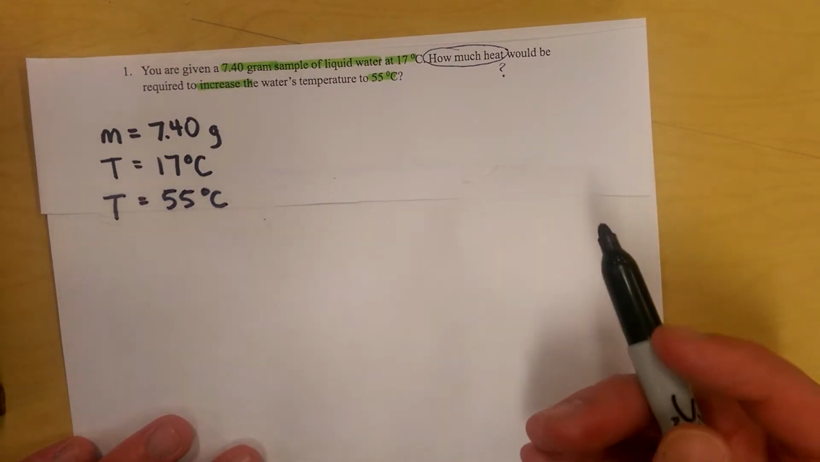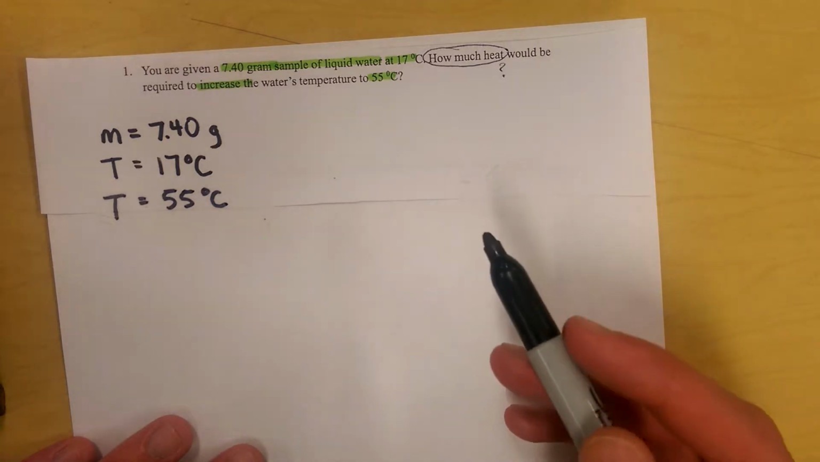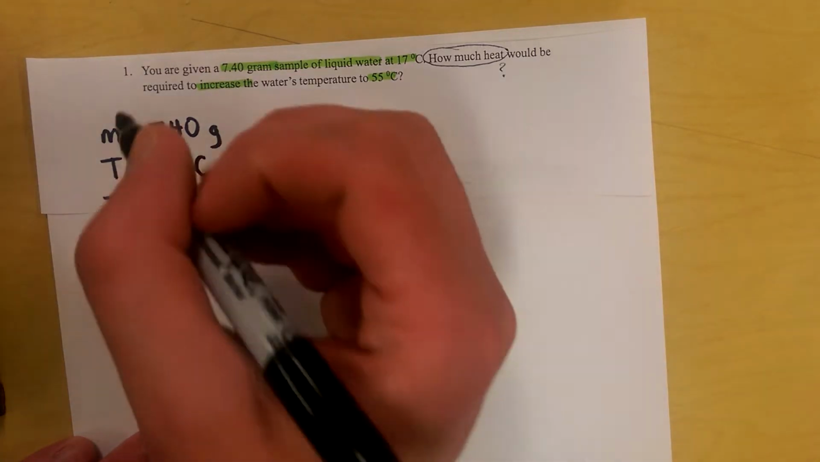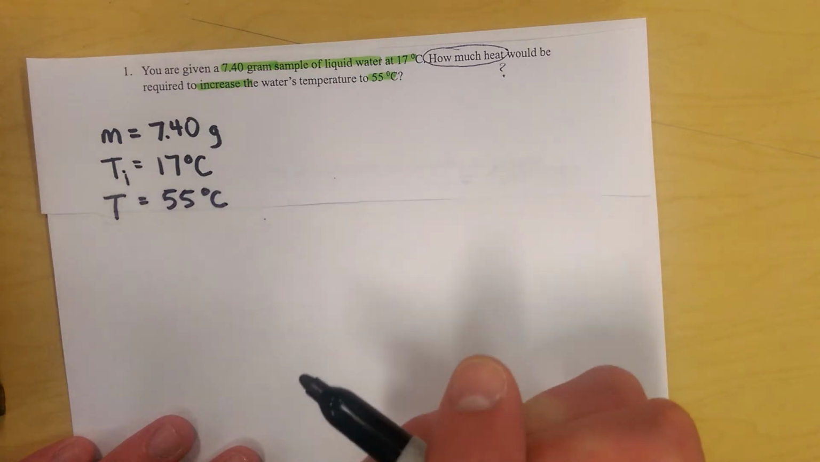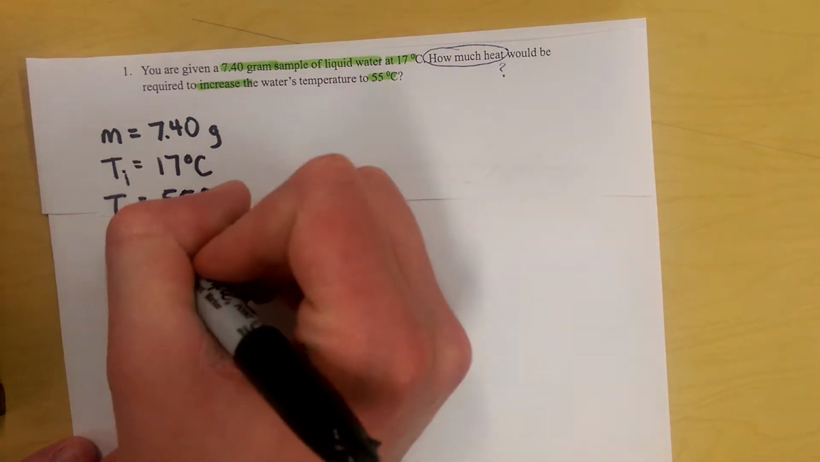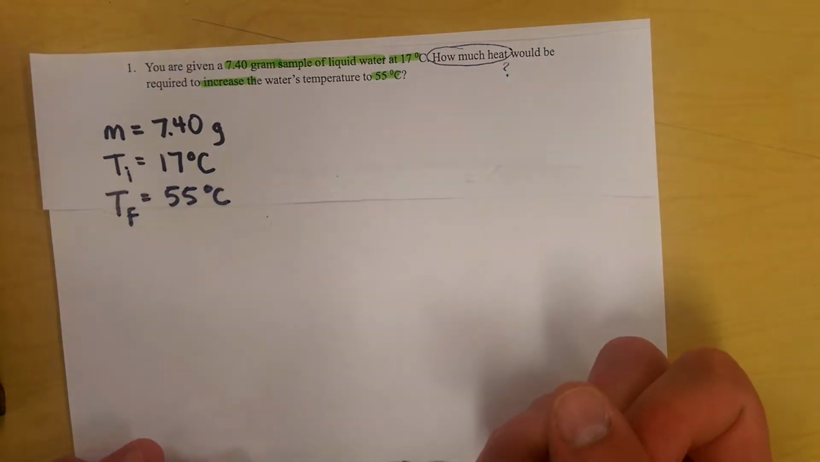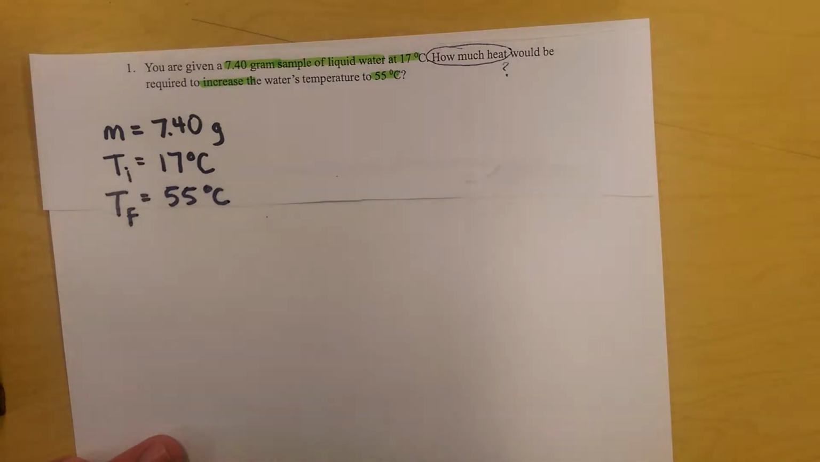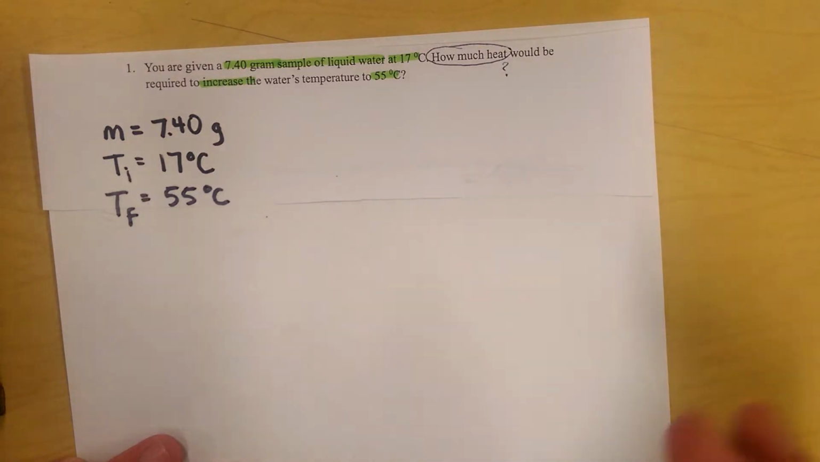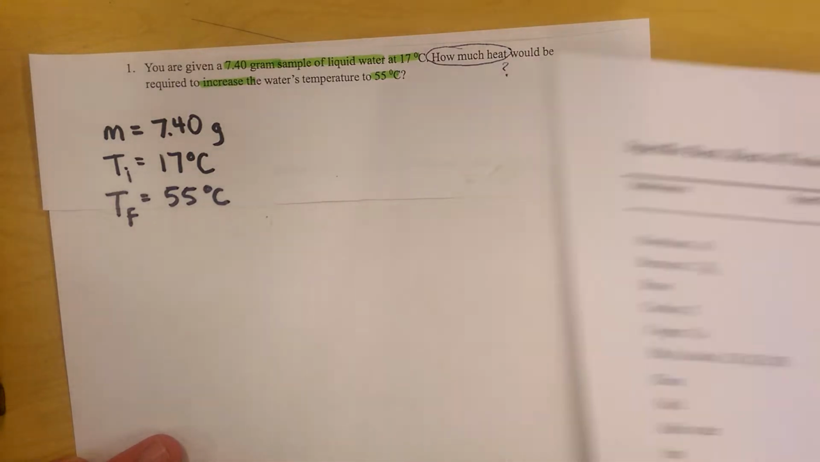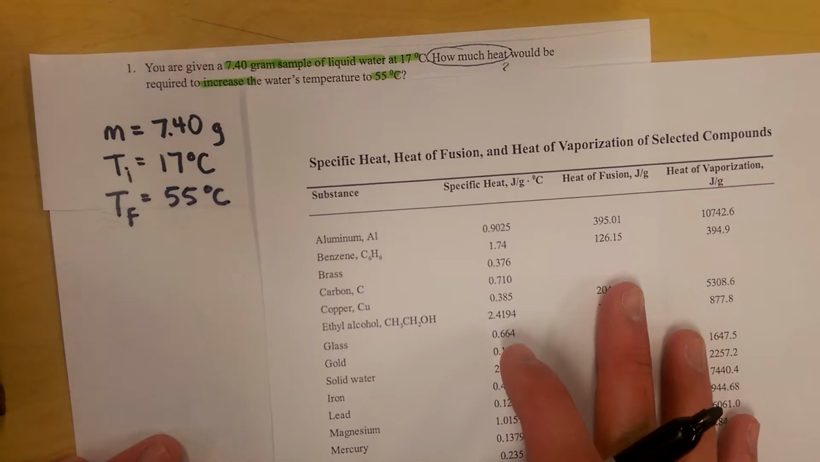Reading through the problem, it says you are given a sample of water at 17 degrees Celsius. That means that's where it's starting, which means that it must be ending at 55 degrees Celsius. If we go a little bit further, we know that if we have a temperature change, that means we want to use the formula that involves temperature, which means we also have to find the specific heat value.